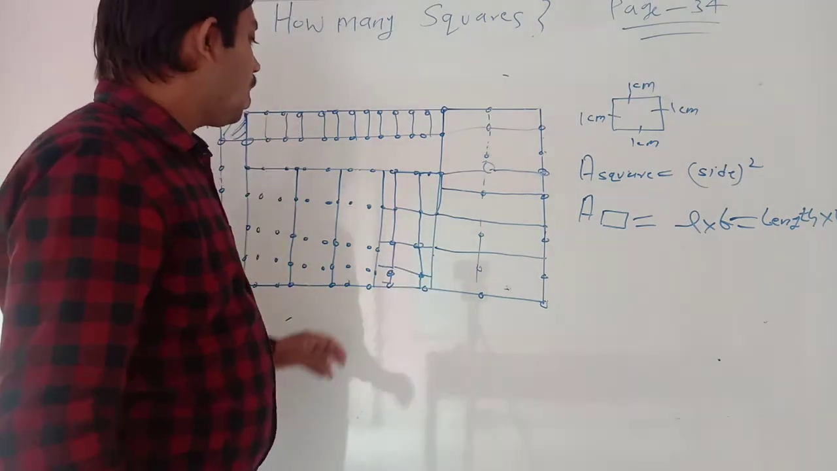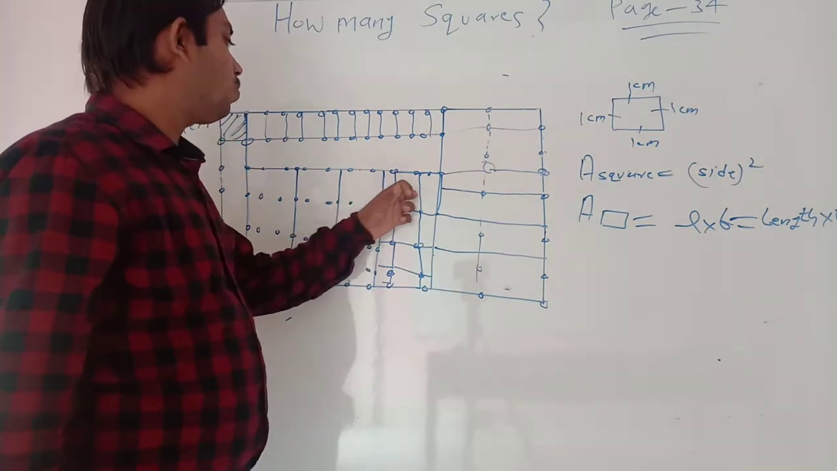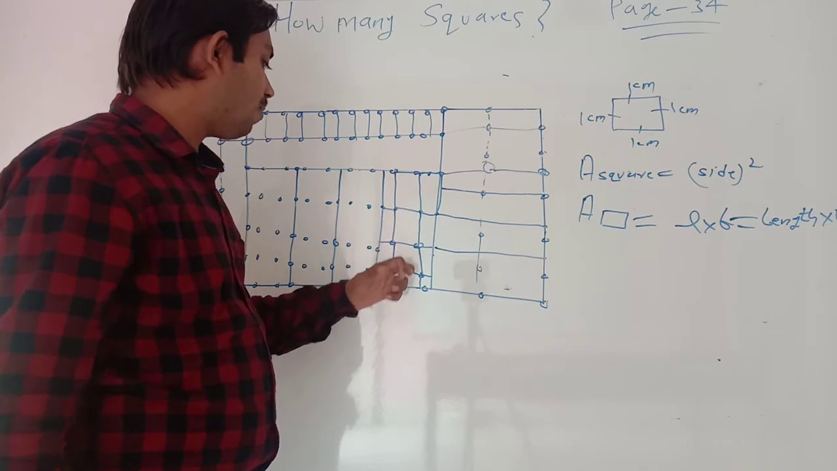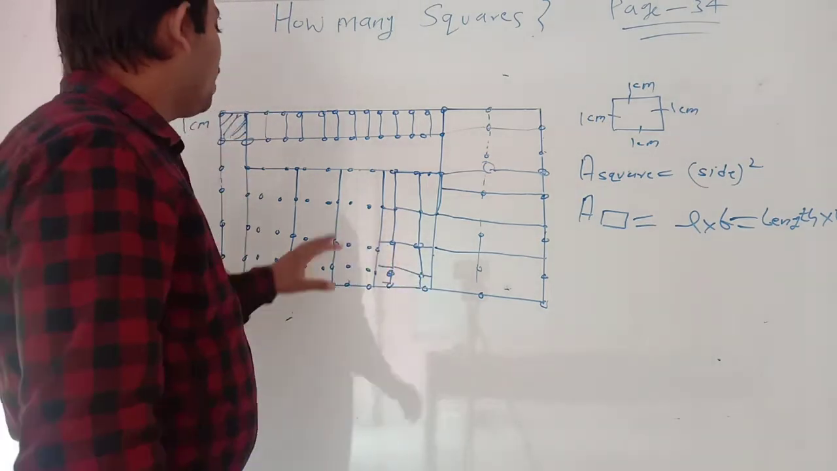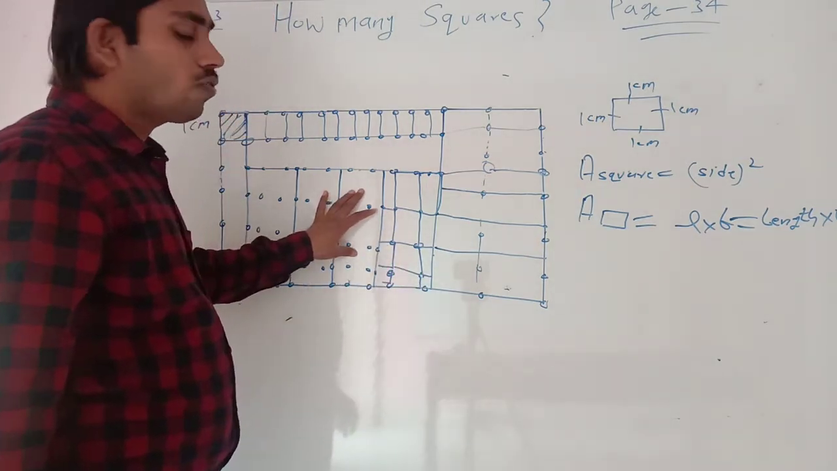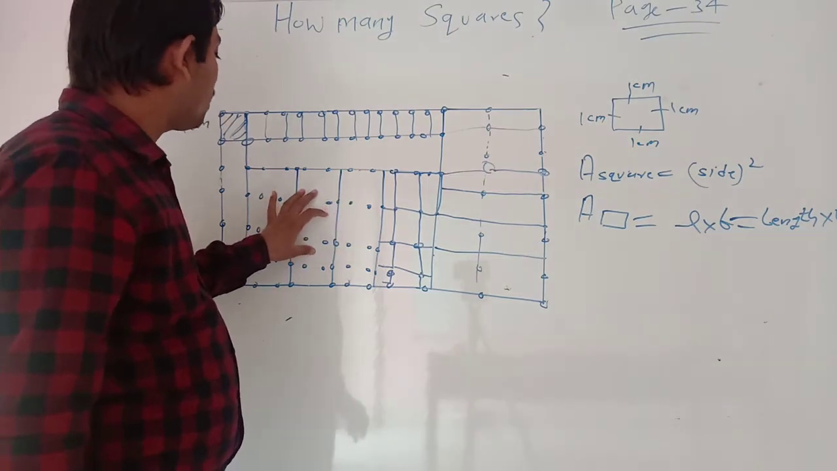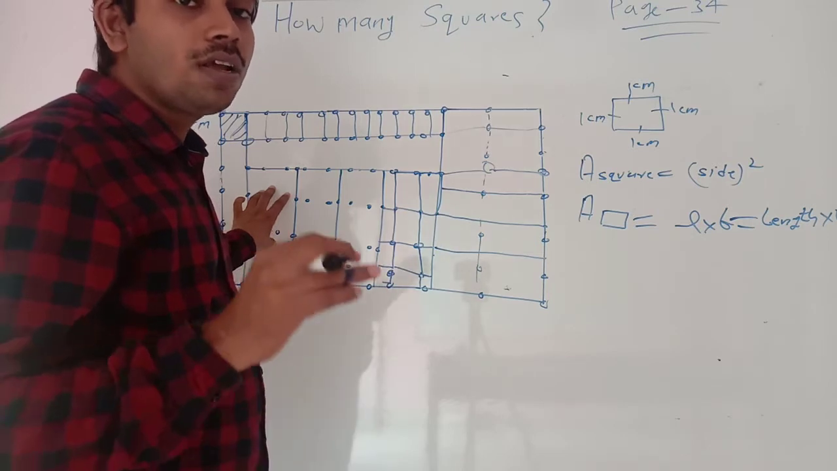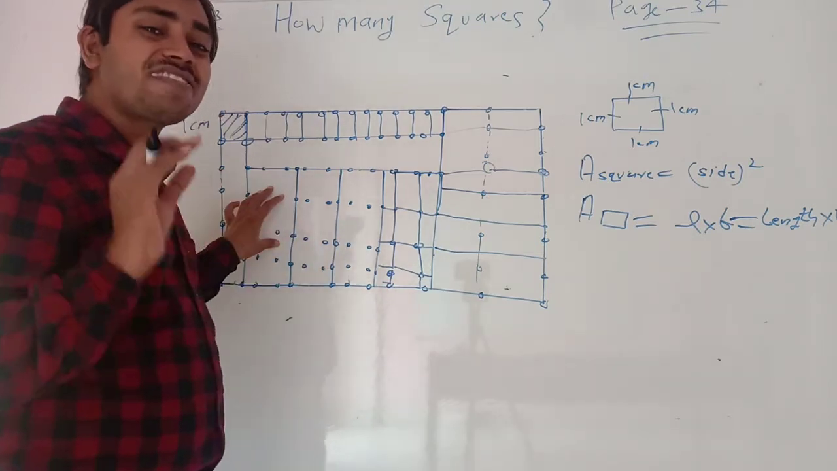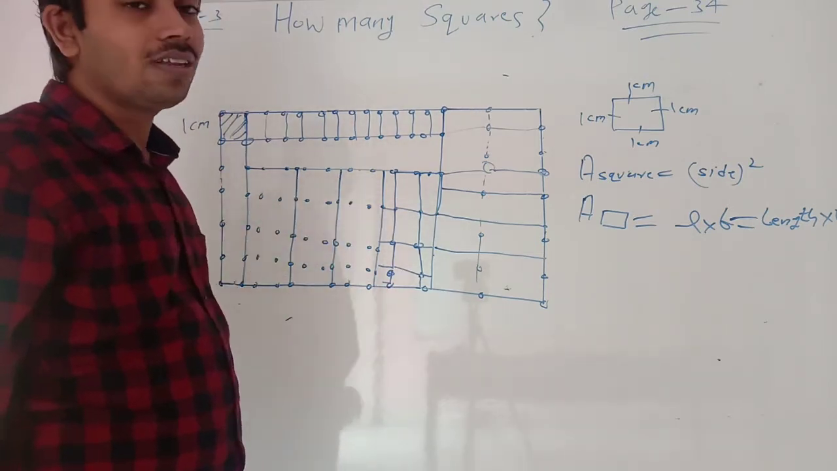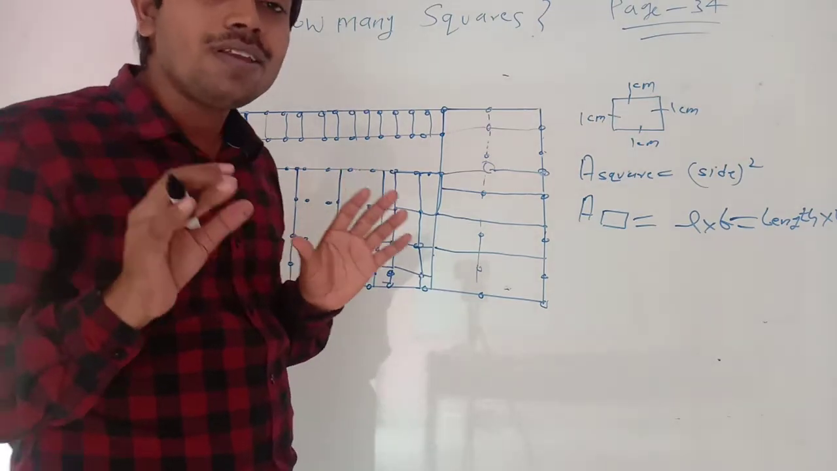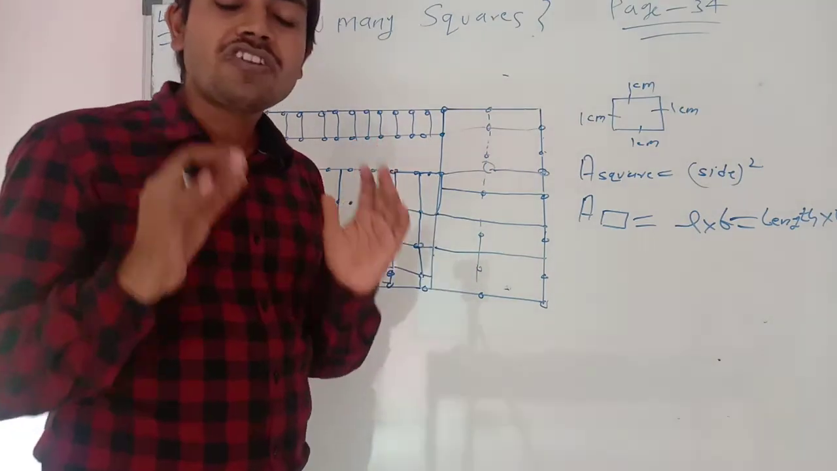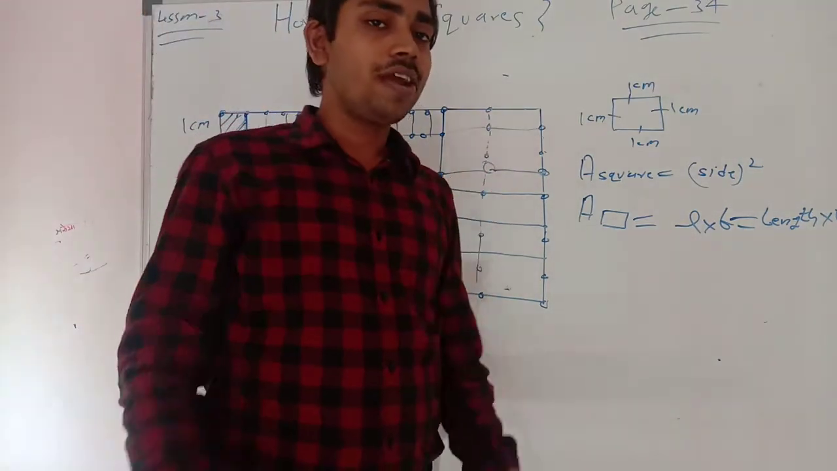So how many squares are there in this? 1, 2, 3, 4, 5, 6, 7, 8, 9, 10, 11, 12. So similarly, in this rectangle also there are 12 squares. In this rectangle also there are 12 squares, so there are exactly 12 squares in each rectangle. So there are a total of 7 rectangles we can draw into this big rectangle, which contains 12 squares.